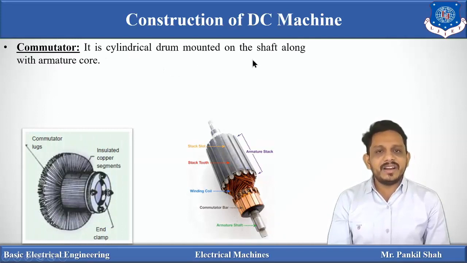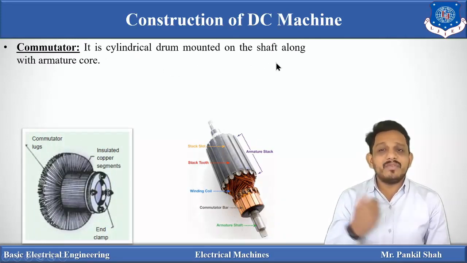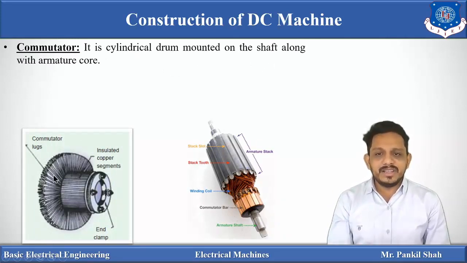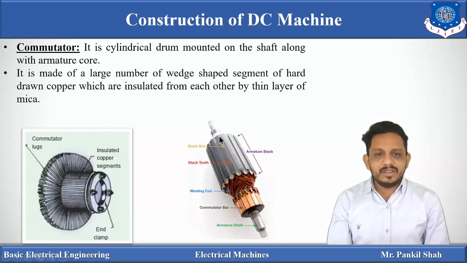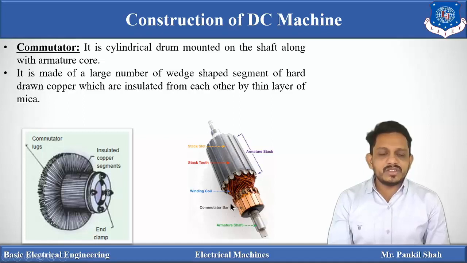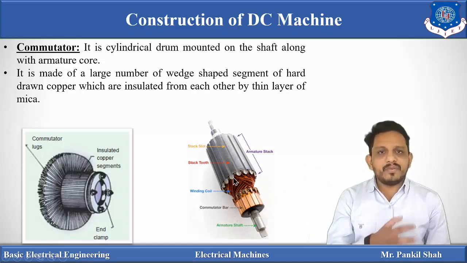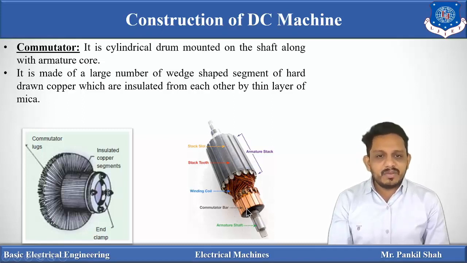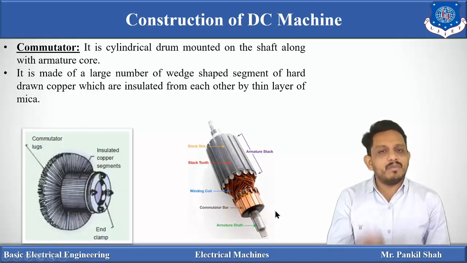So the next is the commutator. It is a cylindrical drum mounted on the shaft along with the armature core. You can see here, this is the armature core and this is a commutator. So basically with this armature core, the commutator is also connected, and all the conductors coming out from the armature winding are short circuited to this commutator.